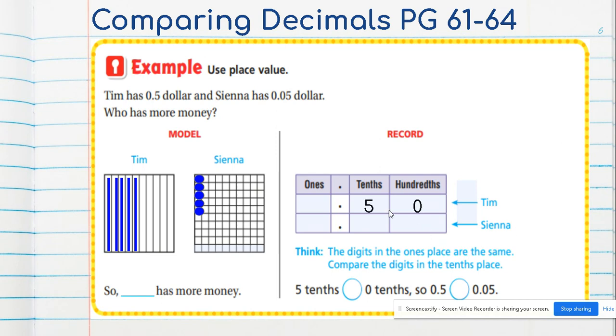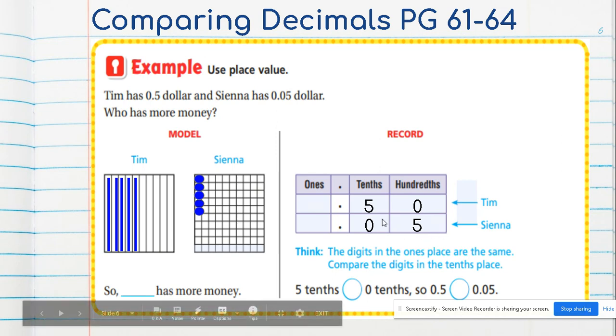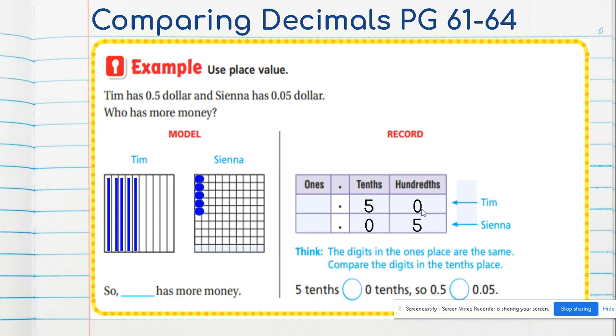When we plug it in our place value chart, Tim has 5 tenths with 0 hundredths. Sienna has 0 tenths with 5 hundredths. So let's look at it like money. 50 cents and 5 cents. So who has more money? The 5 in the tenths or the 5 in the hundredths? 5 tenths is greater.